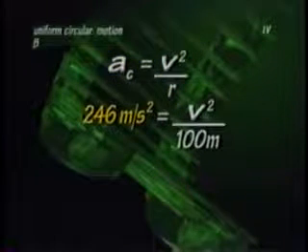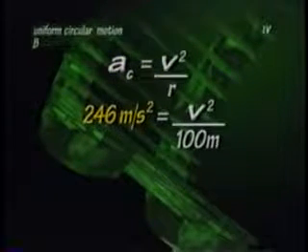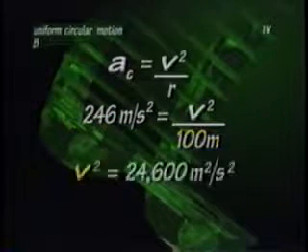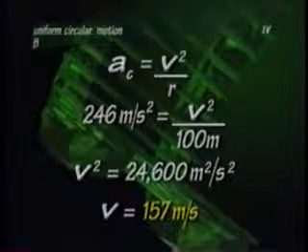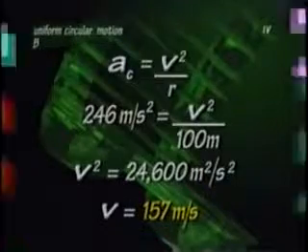To find velocity, all we have to do is plug into our equation a sub c equals v squared over r. A sub c, 246 meters per second squared, equals v squared over r, 100 meters. V squared equals 24,600 meters squared per second squared. So, v equals 157 meters per second.